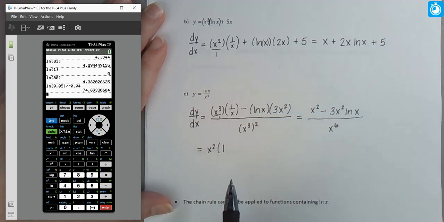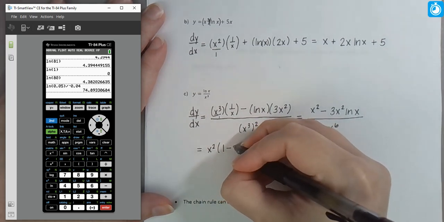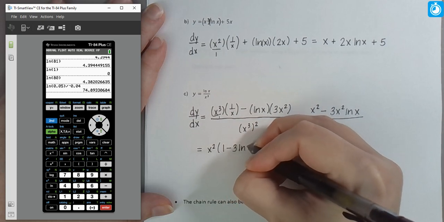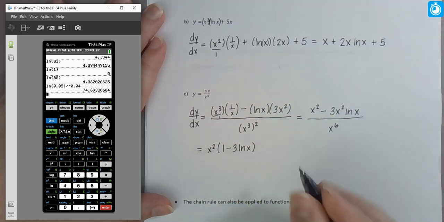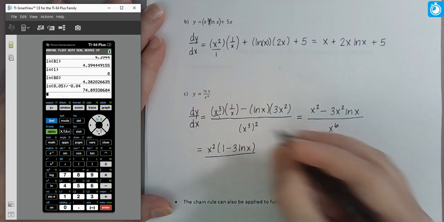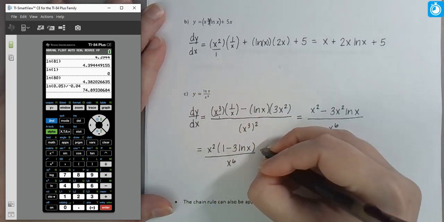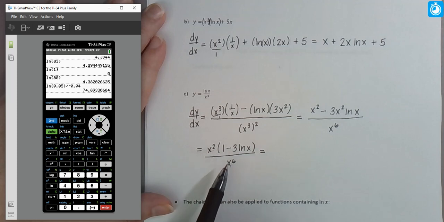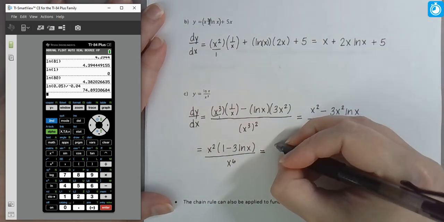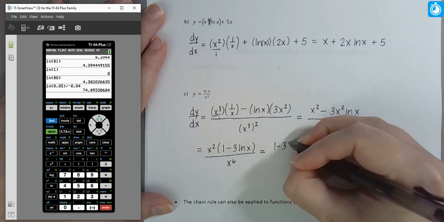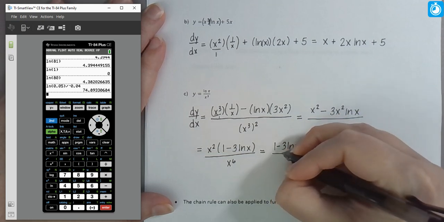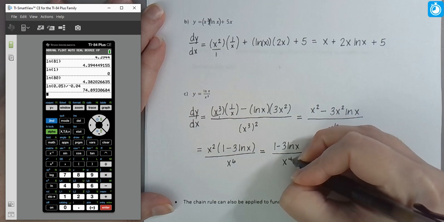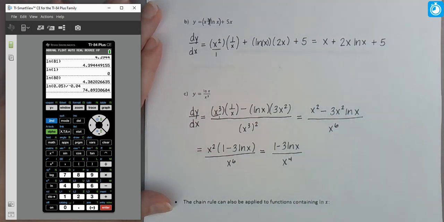Factoring is the same thing as division. So if you divide something out from itself, division of anything by itself leaves a 1. And then from the next term, we have 3 ln x. And all of that is divided by x to the 6th power. So we have a factor of x squared in the numerator that can cancel with an x squared in the denominator, which leaves us with 4 x's in the denominator. So in the denominator, we have x to the 4th power.